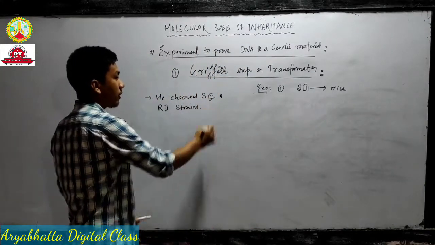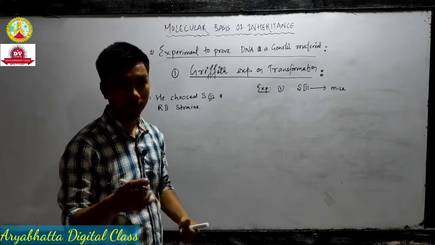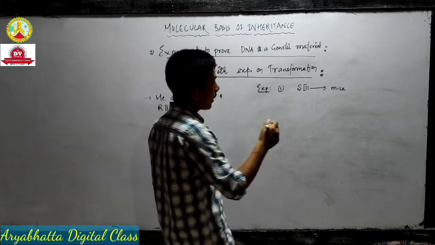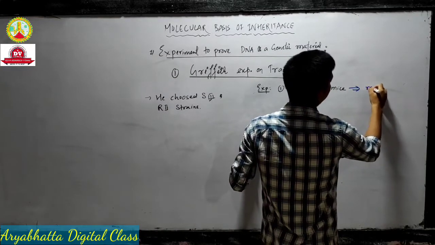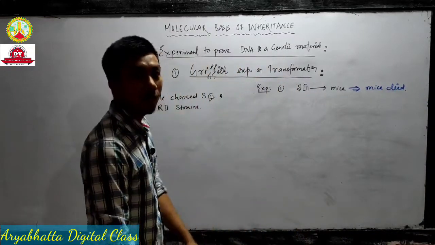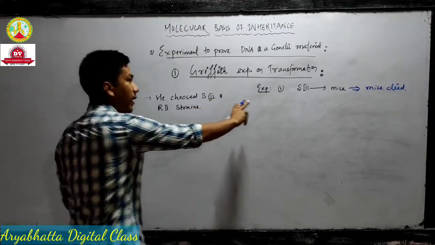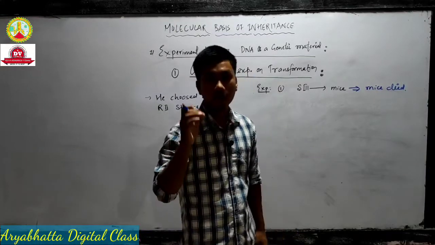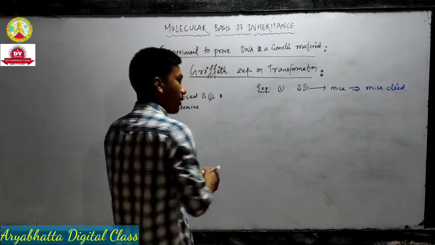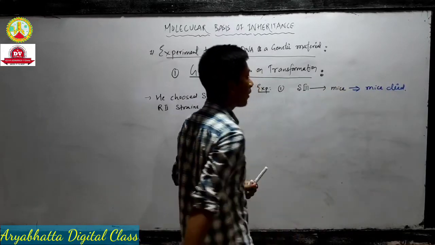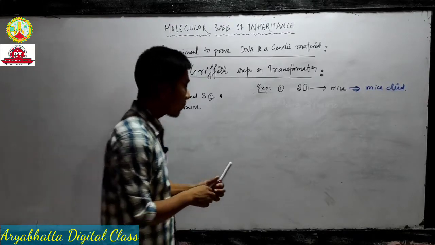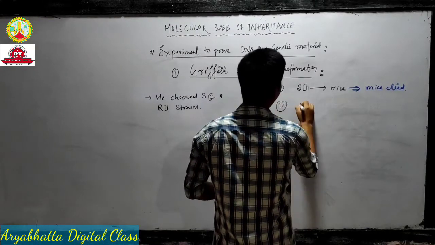Okay, S3 means smooth Streptococcus pneumonia, right? And it is virulent, it causes disease. Then he found out that the mice died due to pneumonia. Okay, because of course S3 strain is virulent, pathogenic. Definitely it will cause some diseases in the mice body. So mice died. Next experiment, he injected R2.